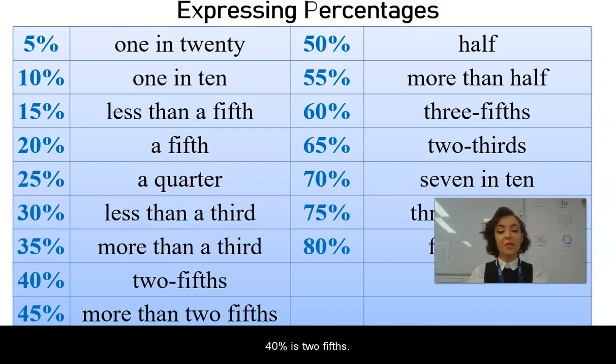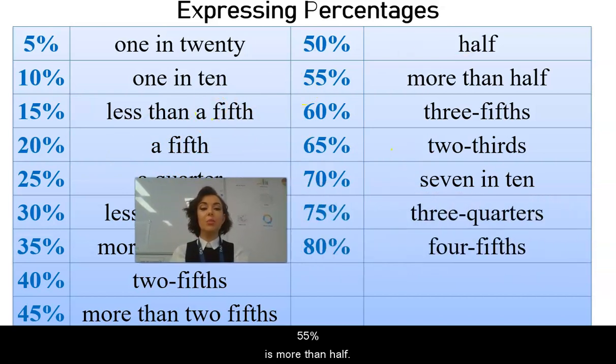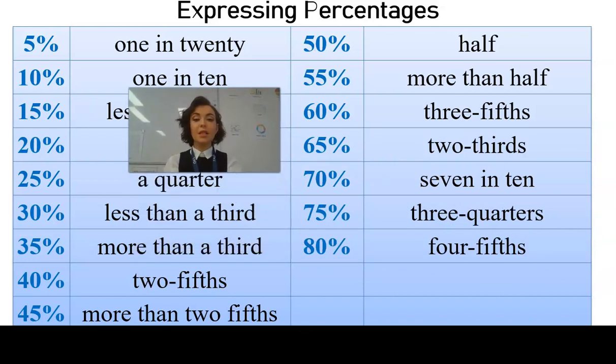40% is 2/5. 45% is more than 2/5. 50%, of course, is a half. 55% is more than half. 60% would be 3/5. 65%, or more accurately 66%, is 2/3. 70% would be 7 in 10. 75% is 3/4, and 80% is 4/5.